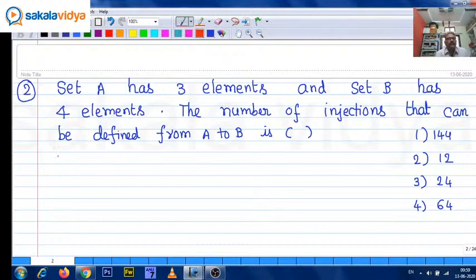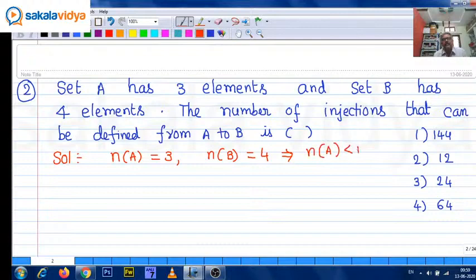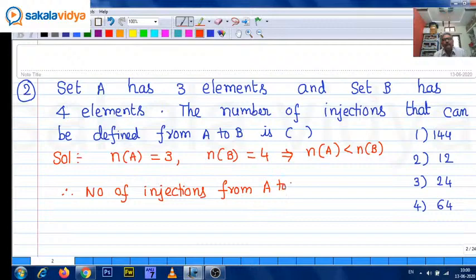Solution. Let us move to the solution. n of A equals 3, n of B equals 4. So that implies n of A is less than n of B. Now one-to-one functions can be defined. Therefore, the number of injections from A to B equals, what is the formula? n of B P n of A. So this equals 4P3.